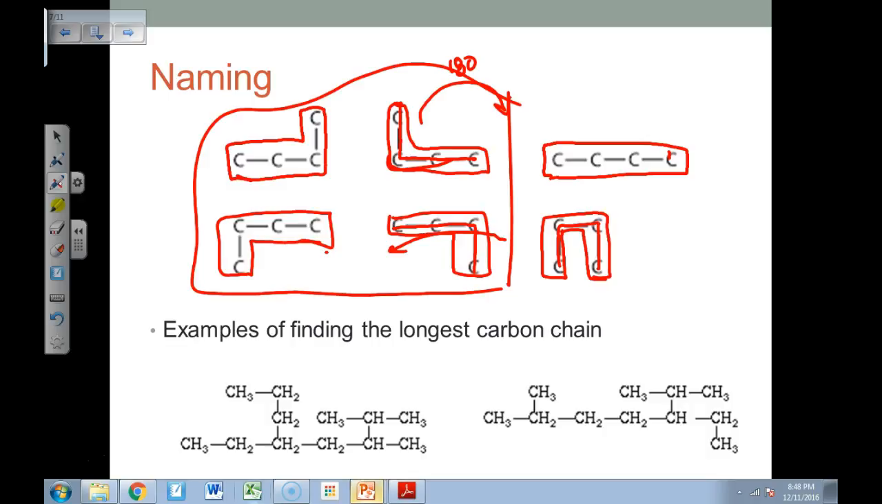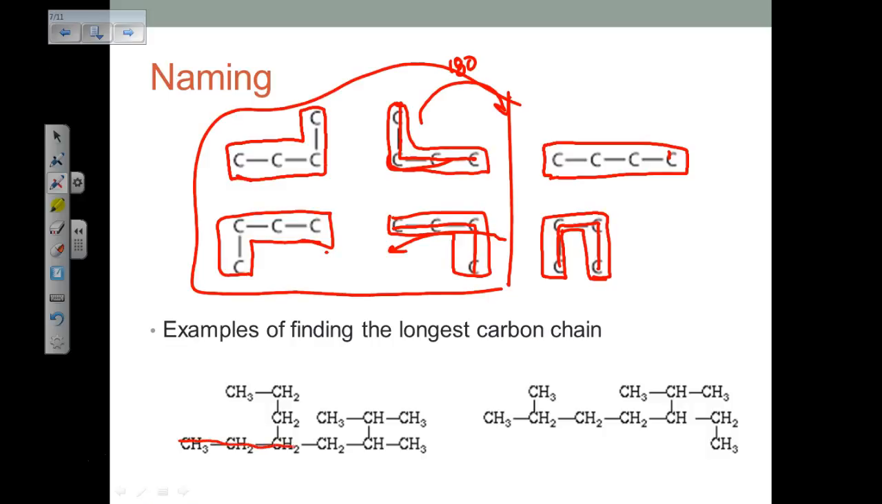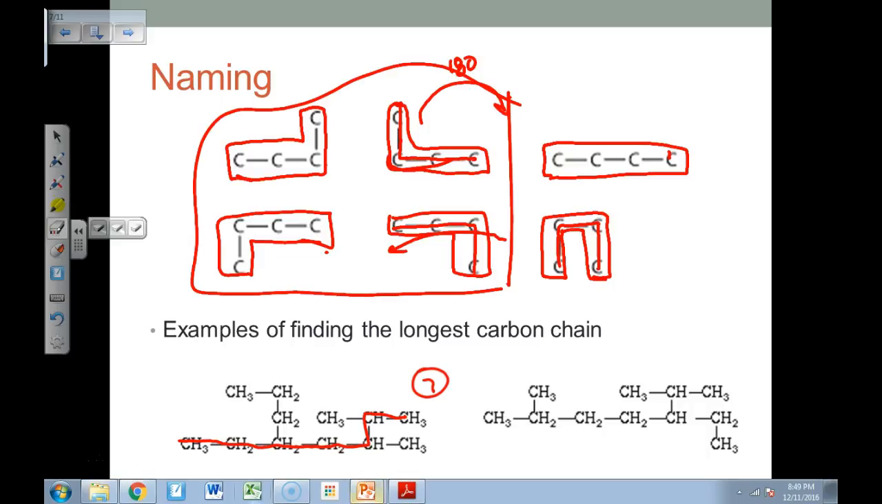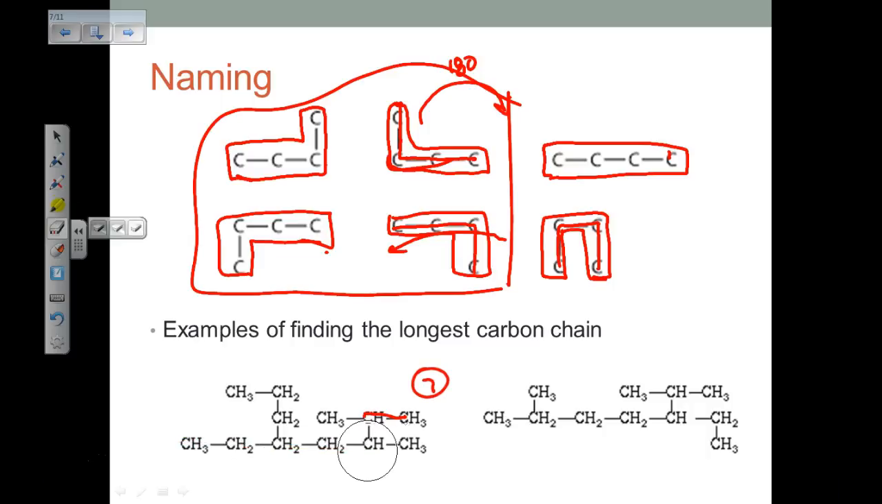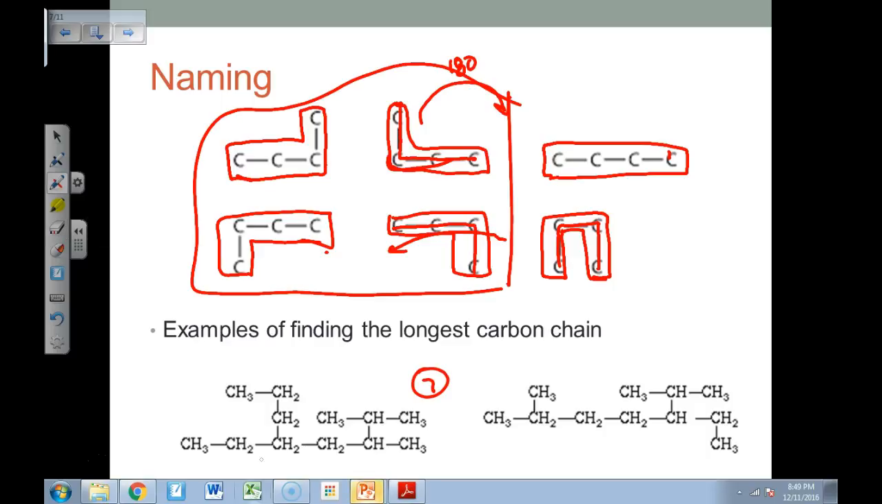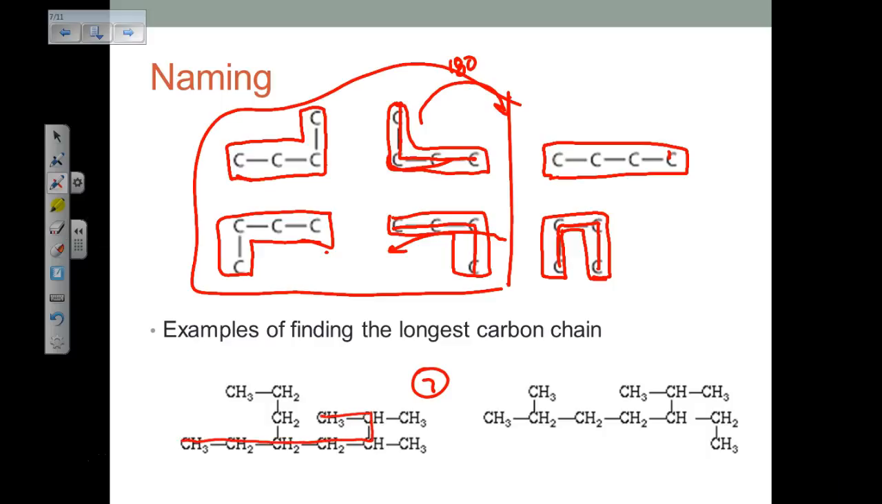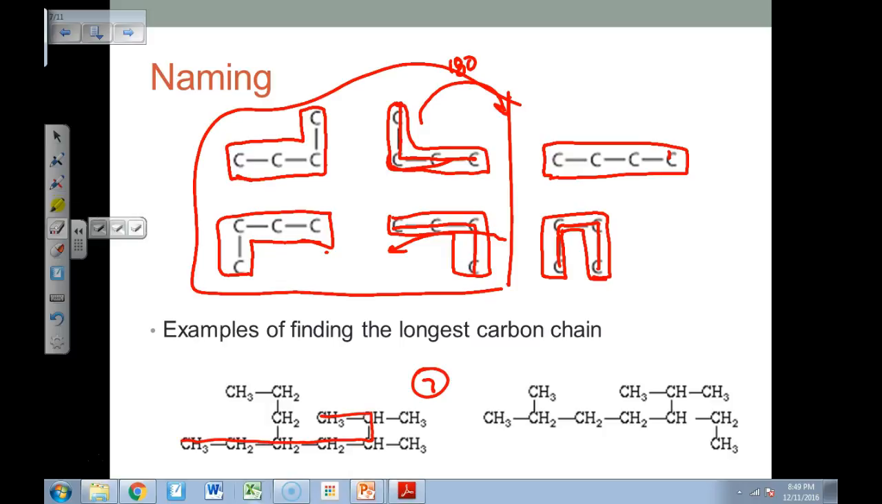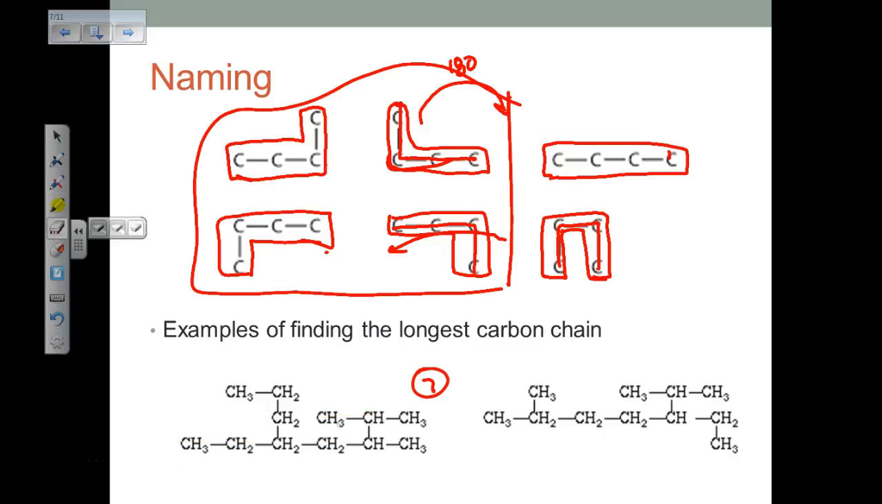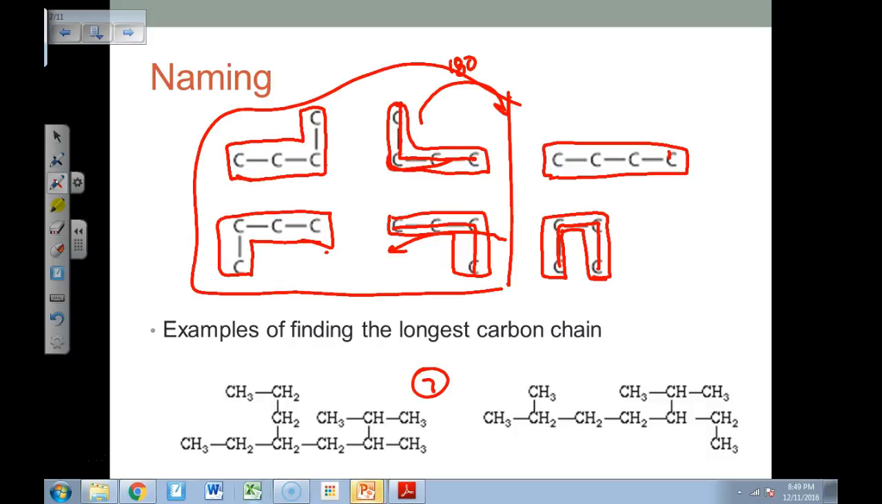Because let's see. I can start here and I can go 1, 2, 3, 4, 5, 6, 7. Okay, so I got up to 7. But I bet you I can go even further. Let's erase that. Right now the longest carbon chain that I've made is 7. What if we go 1, 2, 3, 4, 5, 6, 7? Oh, that's the same. Okay, so that's not the right way.